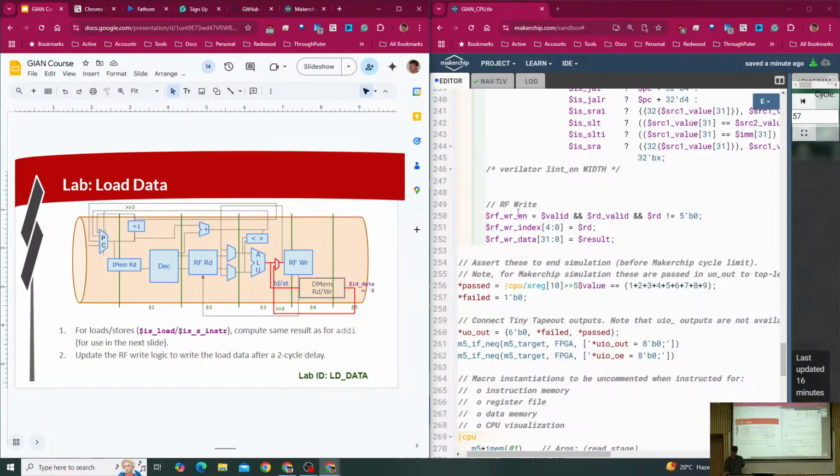So here's register file write. We need to modify it. First, I'll look at the data going into the register file. So here's the data. We were directly feeding the result of the ALU into the register file. Now we have to inject this mux and select that based on whether we have a load instruction. And not just whether we have a load instruction, but whether 2 cycles ago we had a load instruction, right? Because we're doing the injection 2 cycles late.